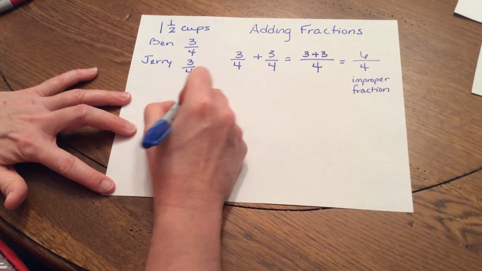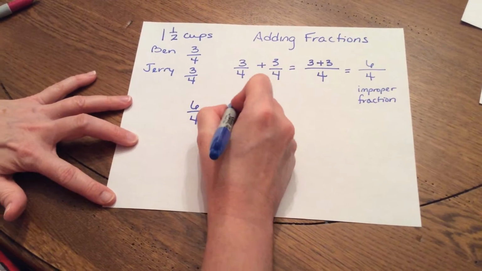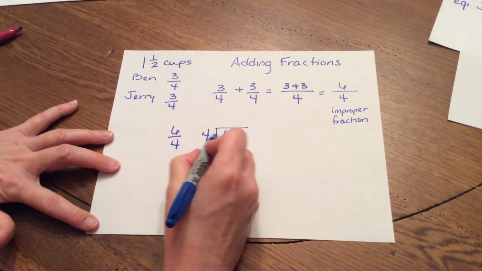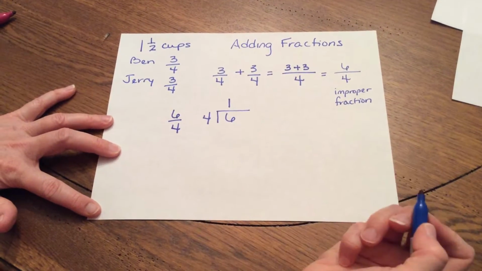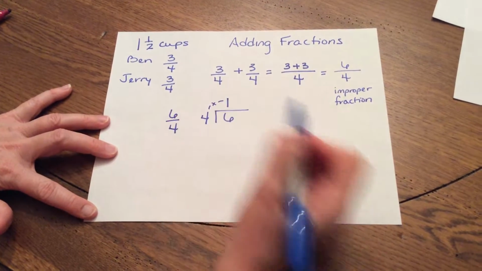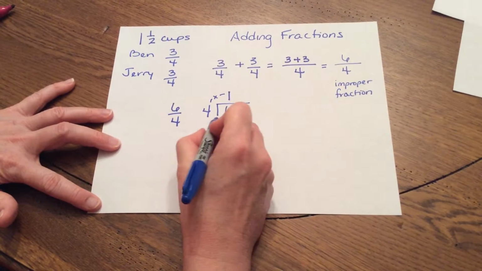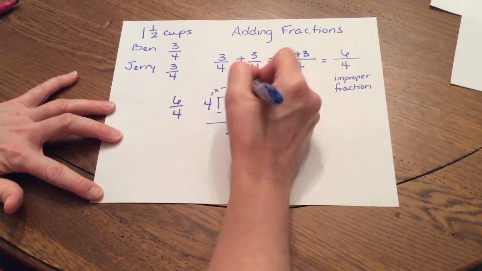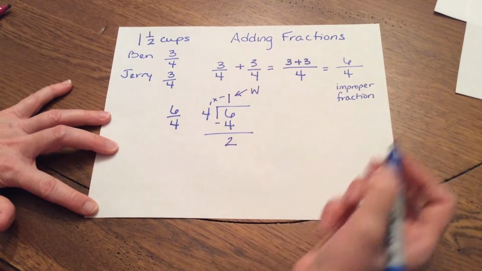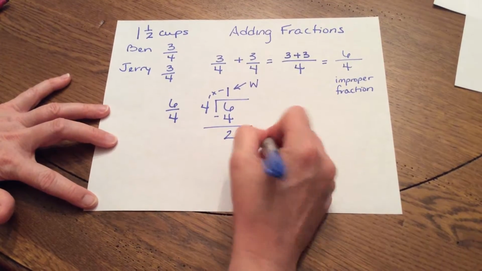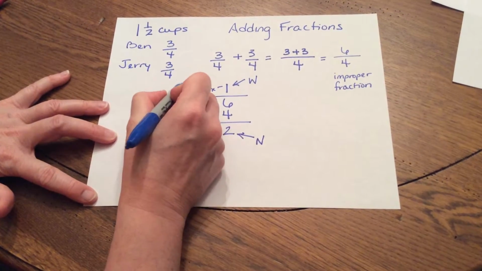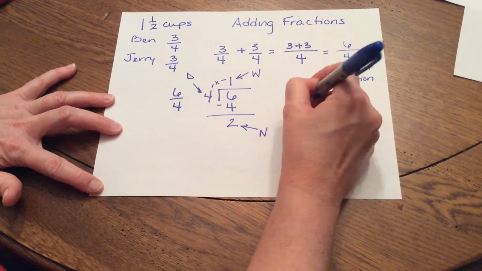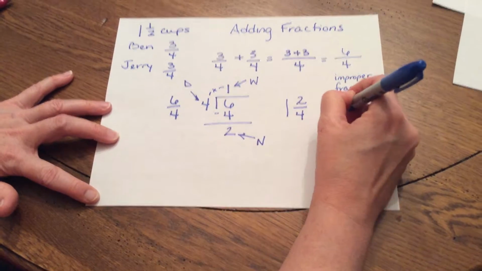So to put 6/4 into lowest terms, what we want to do is divide 6 by 4. 4 will go into 6 one time. 1 times 4 is 4. And then we subtract. 6 minus 4 is 2. So this is our whole number. This is our numerator. And 4 is our denominator. So the improper fraction is going to be 1 2/4. But is this in lowest terms?